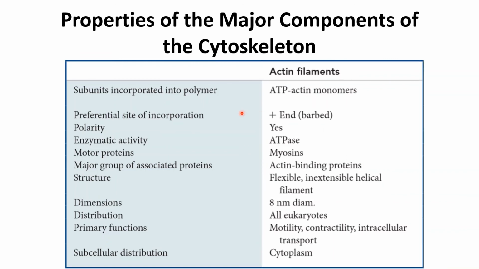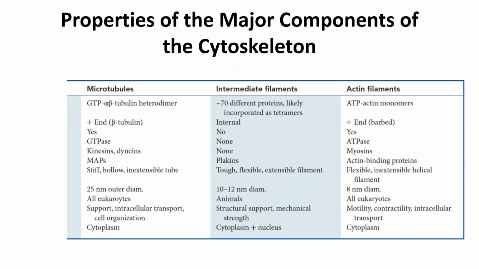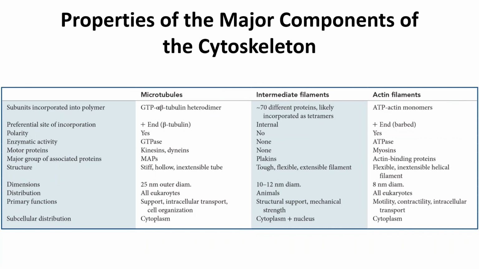Then actin filaments, in terms of subunits, they have actin monomers with ATP attached to them. And therefore, their enzymatic activity is as an ATPase to allow for the polymerization of the monomers. They have a positive and a negative end. They are polar, just like your microtubules. And therefore, they involve motor proteins called myosins. Their major associated proteins are the actin-binding proteins, and they are present in all eukaryotes as well. So, be familiar with all of these characteristics of the major components of the cytoskeleton of the cell.